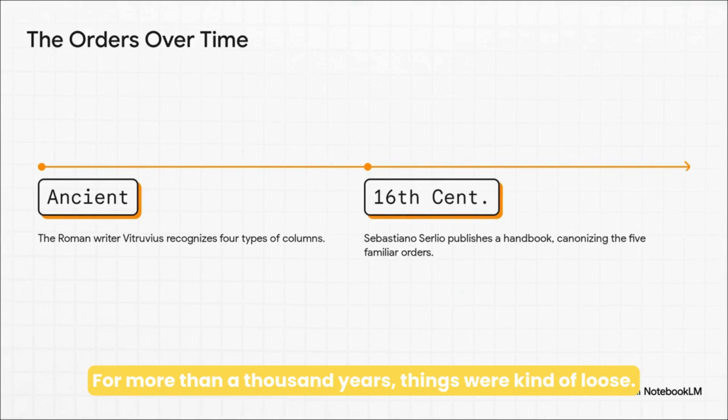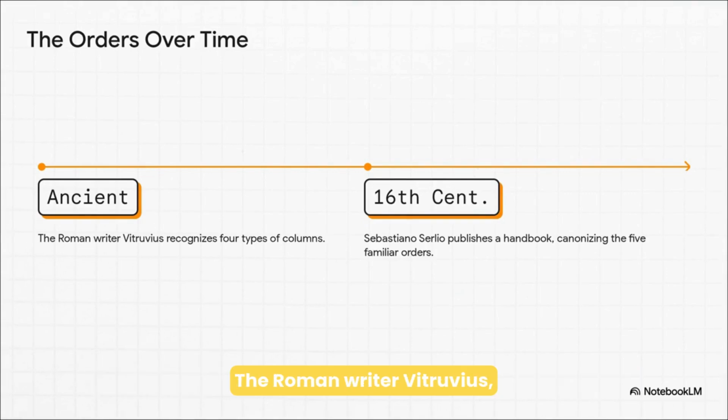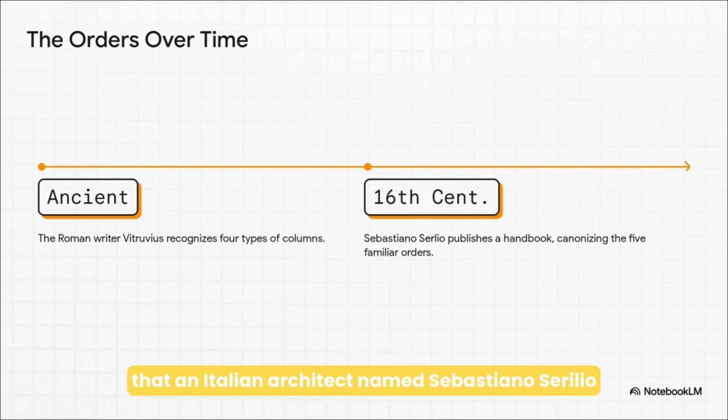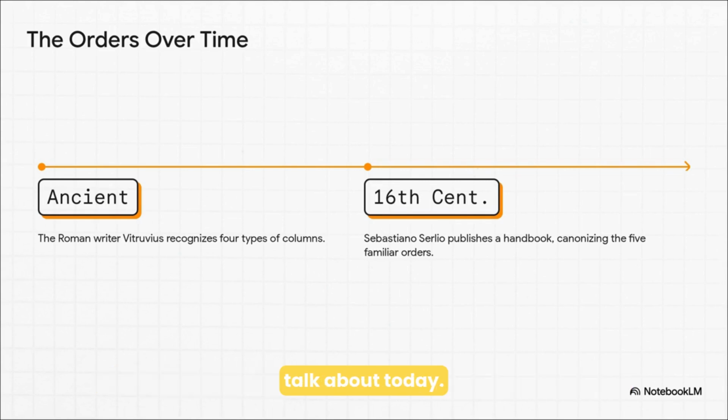Now check out the huge jump in time here. For more than 1,000 years, things were kind of loose. The Roman writer Vitruvius identified 4 main types of columns, but it was way later, in the 16th century, that an Italian architect named Sebastiano Serlio published a handbook that literally changed everything. He's the guy who locked in the 5 orders that we still talk about today.